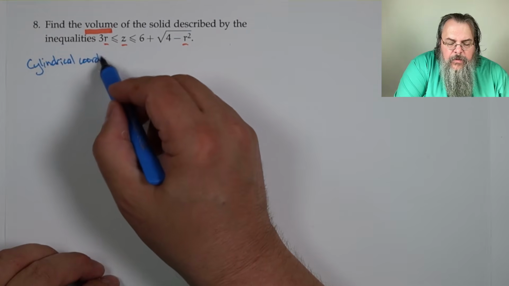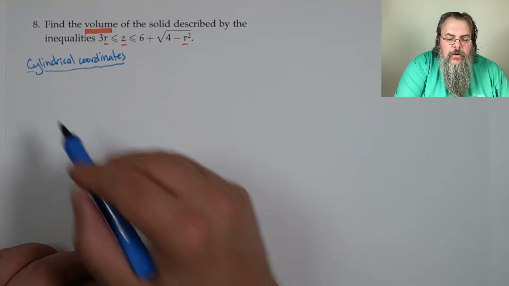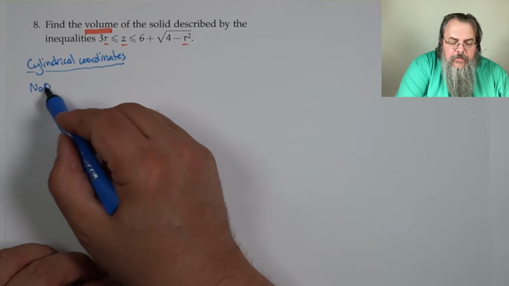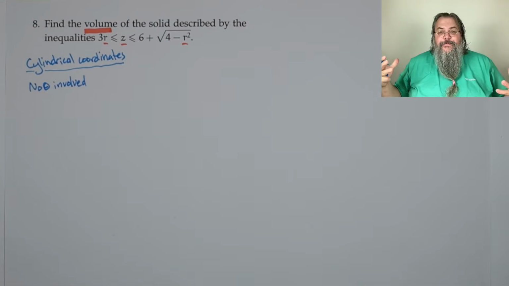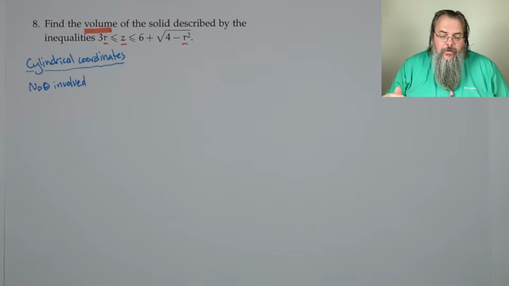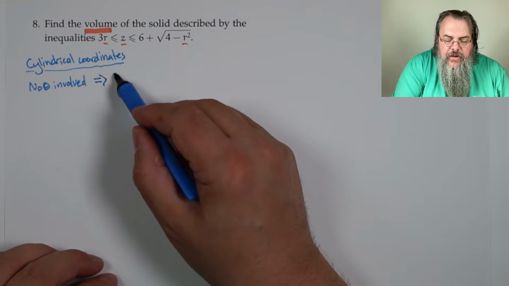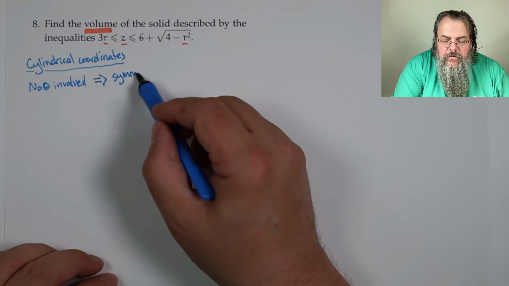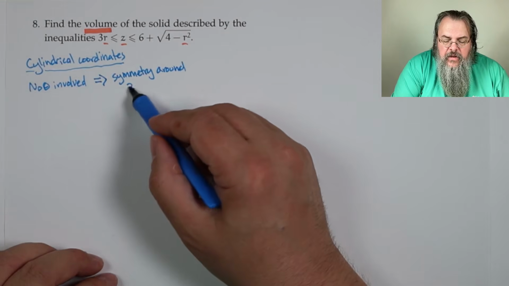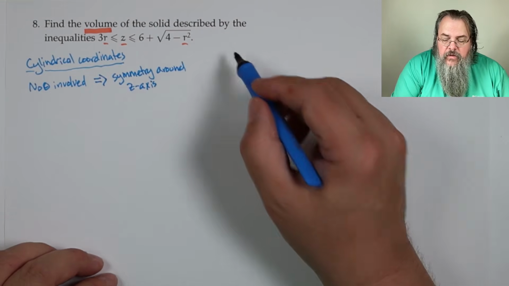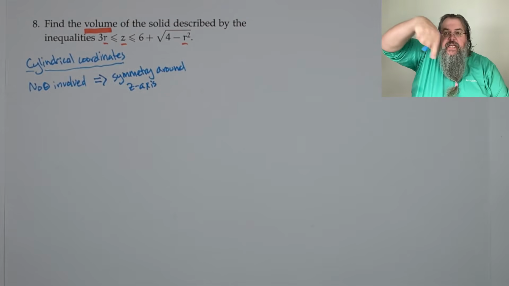And one other thing we might say is, hey, what don't we see? Well, there's no theta involved. Now, what does that mean if we don't see a theta involved in a formula with cylindrical coordinates? Well, that tells us that there's symmetry around the z-axis. In other words, we can spin. And say, okay, cool. So when I say there's symmetry around the z-axis, we're spinning, right?